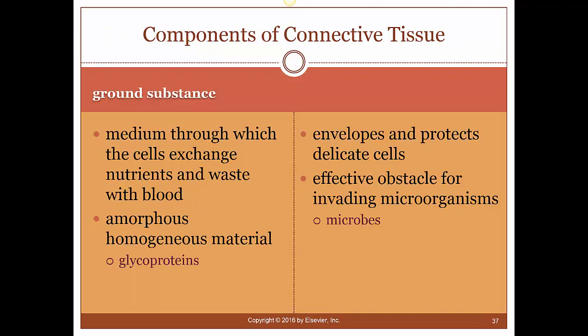Ground substance is the medium in which the cells exchange nutrients and waste with the blood. It's amorphous, a homogeneous material. It's got a lot of what we call glycoproteins in it. It helps to surround the cells and gives them protection and a medium for things to move back and forth. But it's also a very important obstacle for keeping out microorganisms that get past barriers like mucous membranes and the skin. If they penetrate those, they can get trapped within the ground substance, and it allows the body's white blood cells a chance to get rid of them.